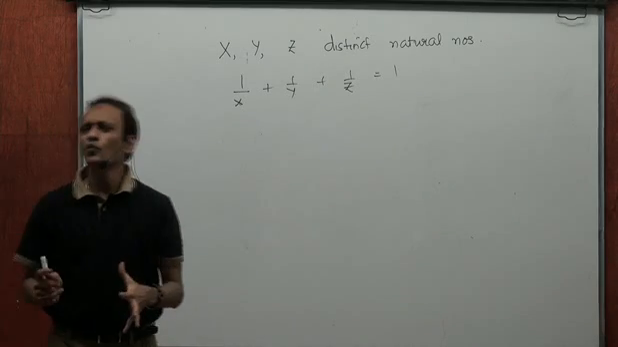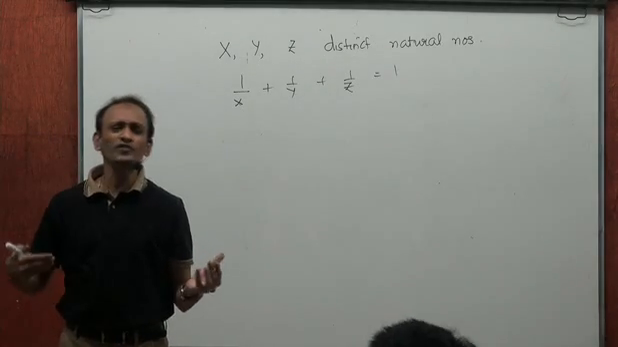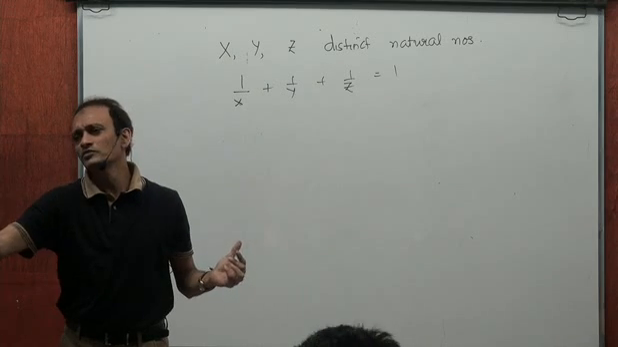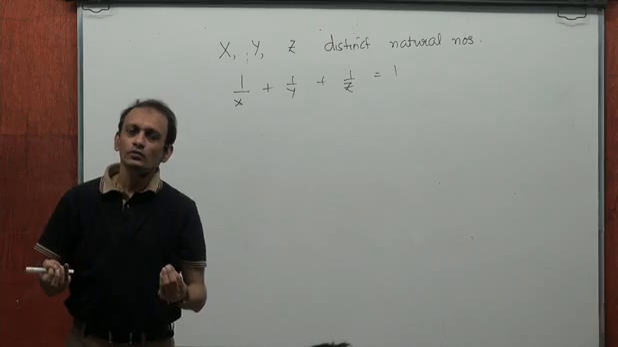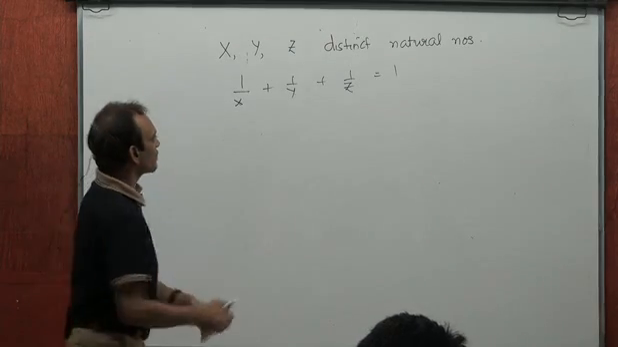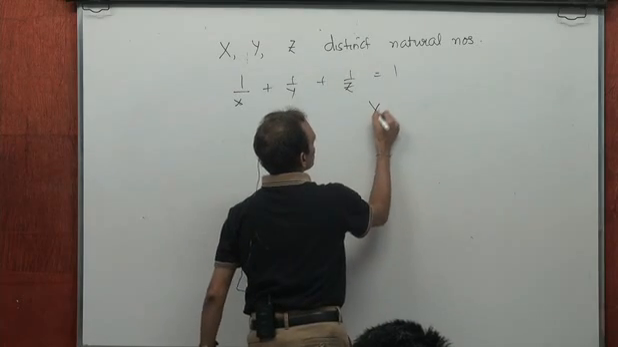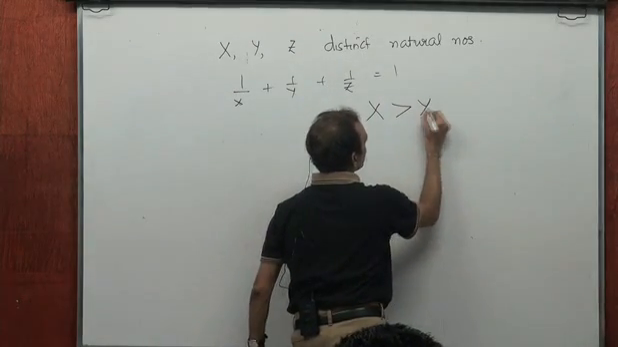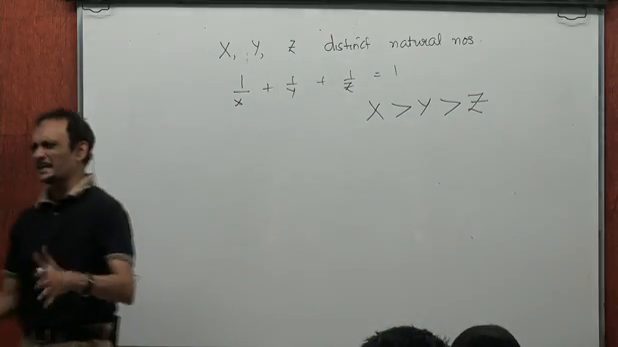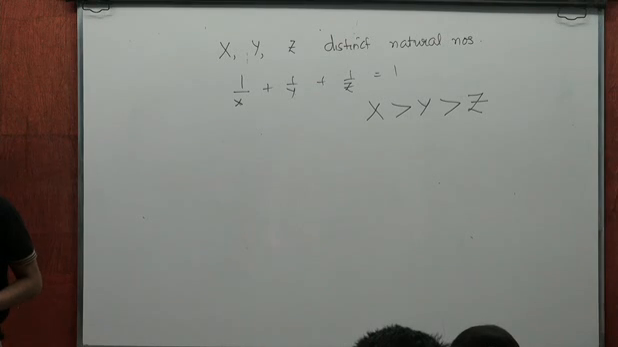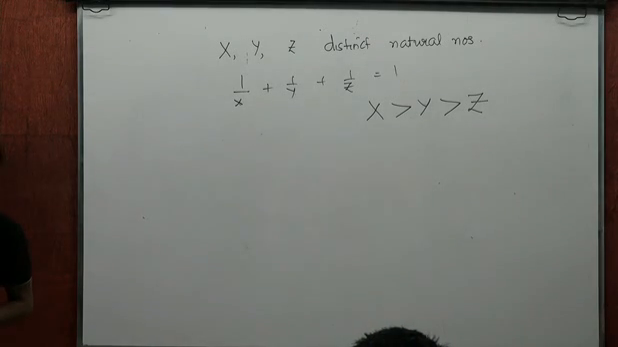So if they are distinct, one of them must be the largest, one of them the second largest, one of them the smallest. That must be the case. So there would be no loss of generality if I assumed x greater than y greater than z. I'll have at least one triplet x, y, z satisfying this equation. Are you okay with this?